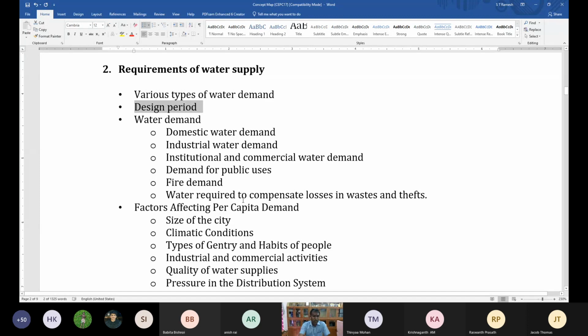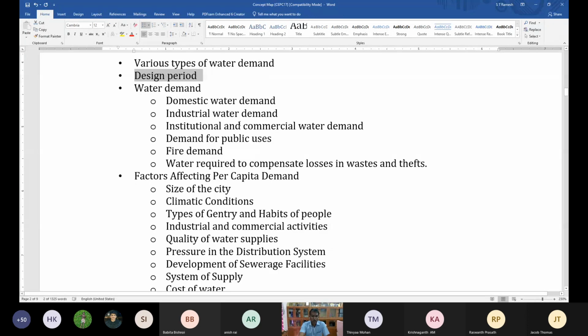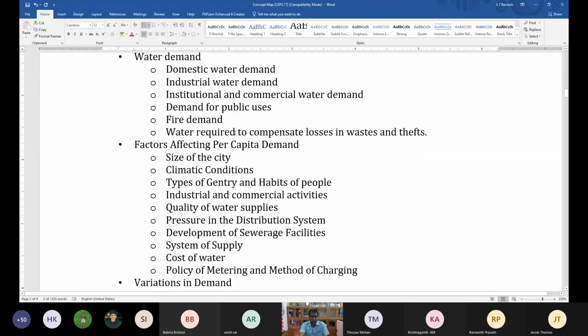Okay. So water demand, what we have discussed, like domestic water demand, industrial water demand, institutional water demand, demand for public uses, fire demand, and other water required to compensate losses and waste and also theft. Okay. This we will discuss in detail. What are the different water demands? Domestic water demand, I already mentioned to you, in the Indian system we may supply 135 liters per capita per day, but in developed nations they may go beyond. Sometimes it's 220 liters per capita per day also.